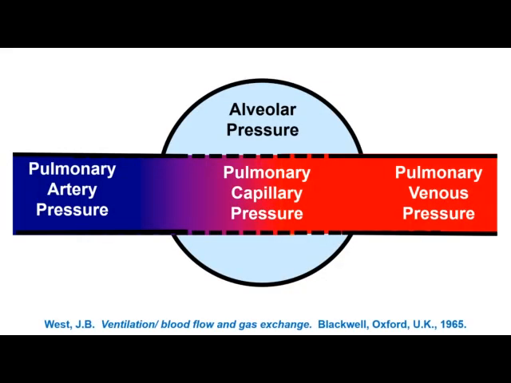If we look at the vasculature, what about the distribution of pulmonary blood flow? So here we have blood entering in the pulmonary artery unsaturated. It enters the pulmonary capillary, diffusion occurs, and it exits the pulmonary vein saturated. Whether this blood vessel is open or not depends on its relationship to alveolar pressure. So we have three pressures to deal with. We have pulmonary artery pressure, alveolar pressure, and venous pressure.